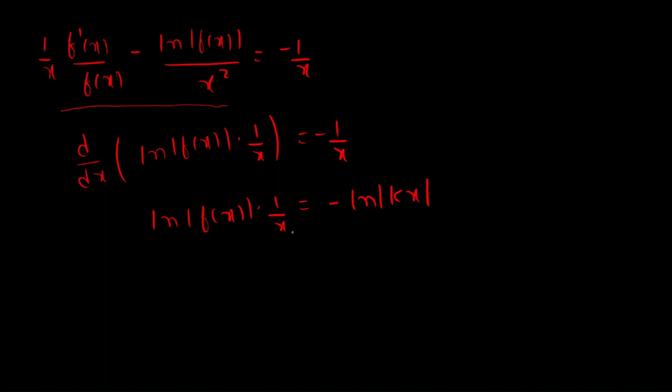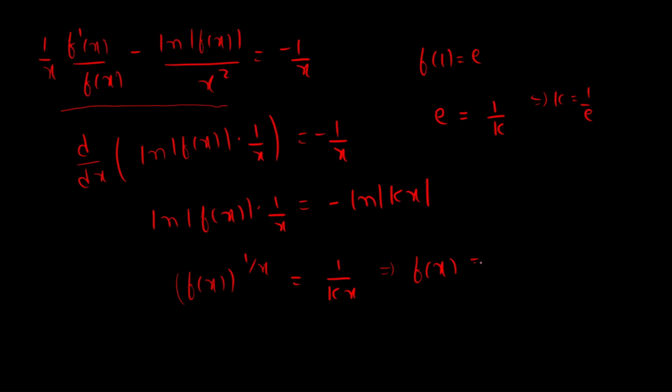Now let us raise everything to the power e. We will get f of x power 1 by x is equal to 1 by kx. Now we know that f of 1 is equal to e from the given conditions. If I substitute 1 in place of x, I get e is equal to 1 by k. This implies k is equal to 1 by e. Now let me substitute it in the equation. Now if we simplify, we get f of x is equal to (e by x) whole power x.